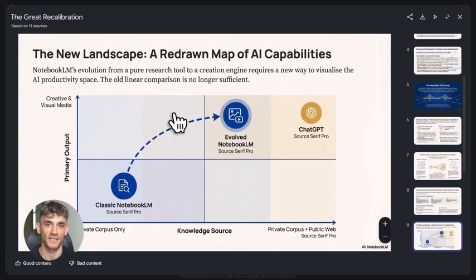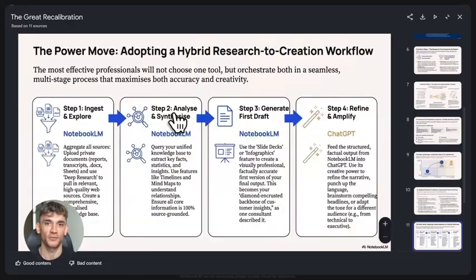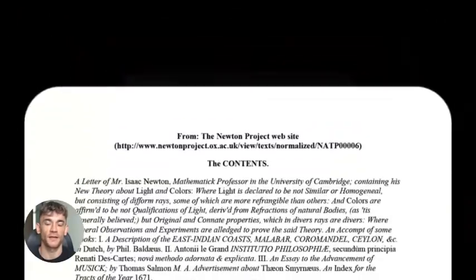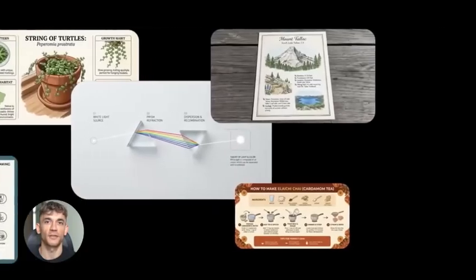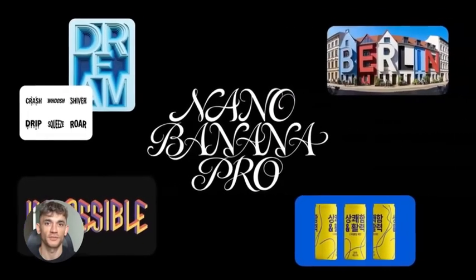Now, before I show you exactly how this works, let me explain why this is such a big deal. Most AI image generators just make random pretty pictures. They don't understand your content, they don't care about accuracy. But Nano Banana Pro is different. It actually reads your sources, it understands your research, it creates visuals that match your specific content.